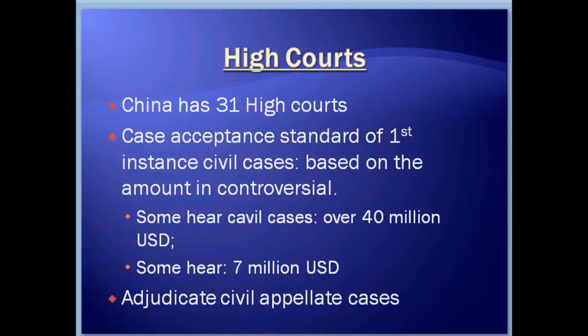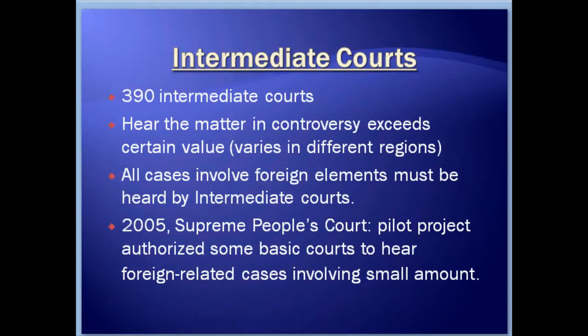The courts in the East Coastal provinces have set higher adjudicating standards so that they don't need to hear too many cases, and as a result the Supreme People's Court has to hear more appellate cases from those specific regions. Next, we have intermediate courts.